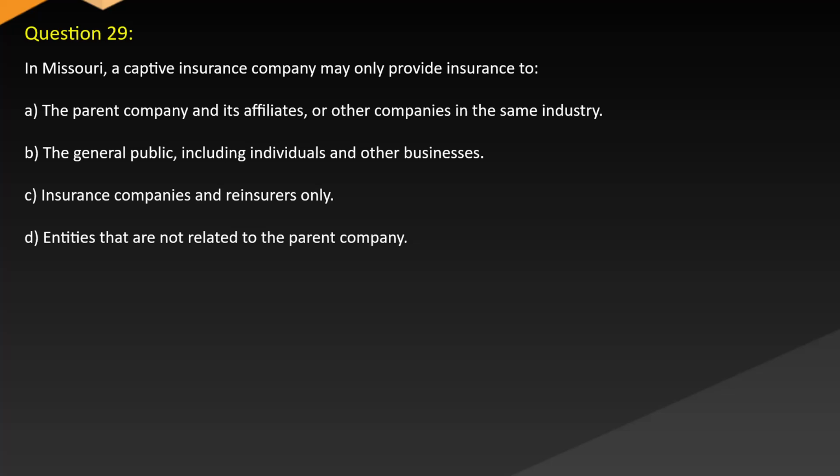Question 29. In Missouri, a captive insurance company may only provide insurance to A. the parent company and its affiliates or other companies in the same industry, B. the general public, including individuals and other businesses, C. insurance companies and reinsurers only, D. entities that are not related to the parent company.